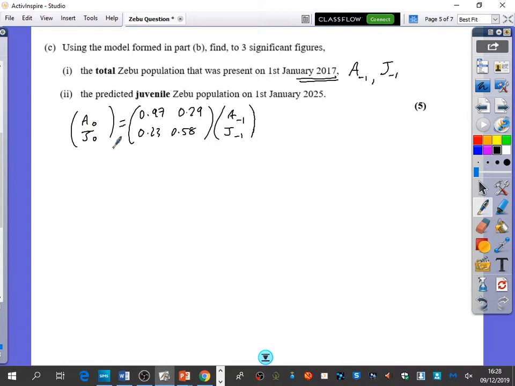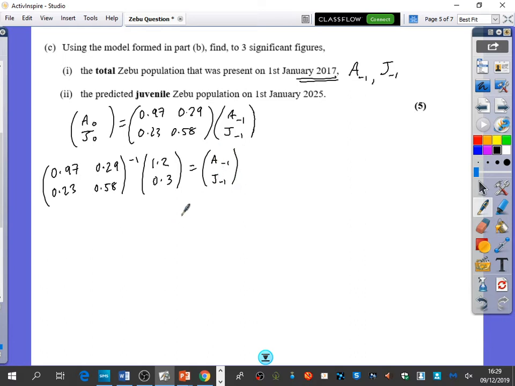Yeah, so how do you think I could find, if this is 2018, this would be the year before, 2017. What can I do that would find out what this thing is here? Inverse matrix. So I'm going to do 0.97, 0.29, 0.23, 0.58, inverse, to A0, J0. What's A0, J0? 1.2, 0.3, and that will give you A minus 1, J minus 1.